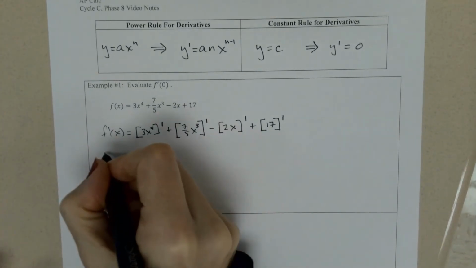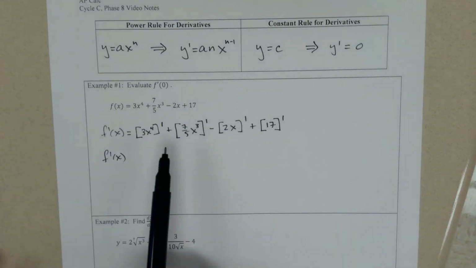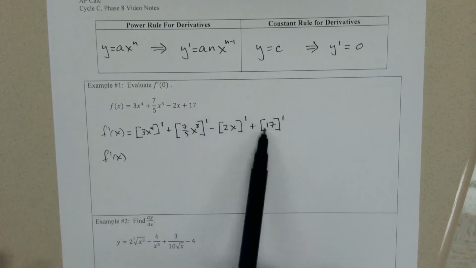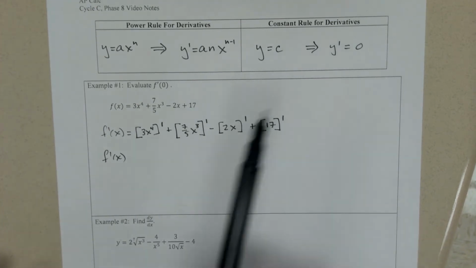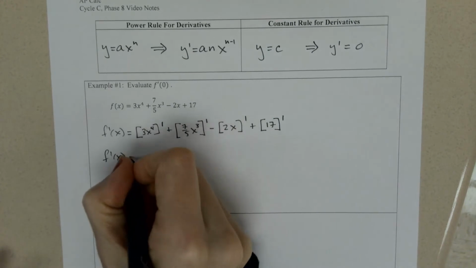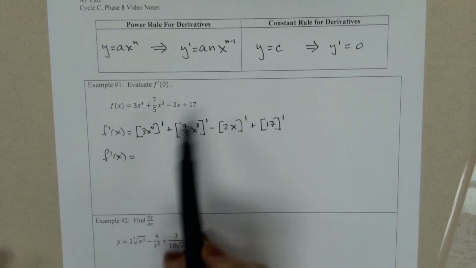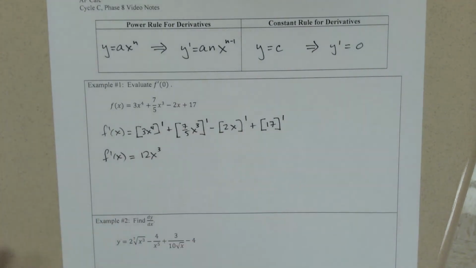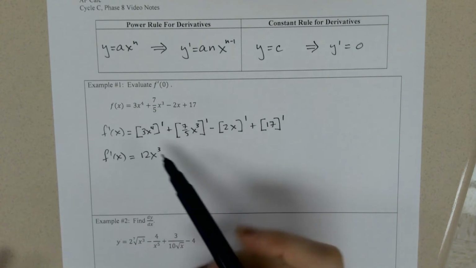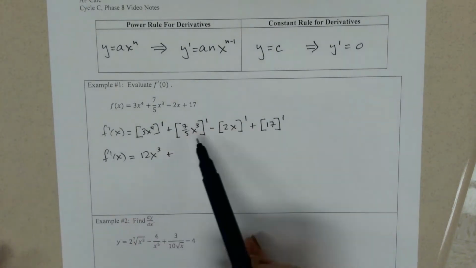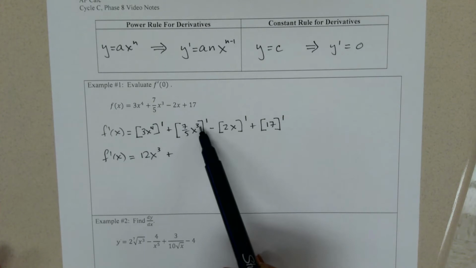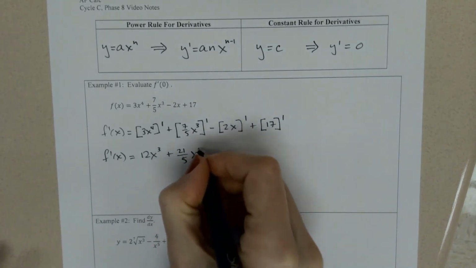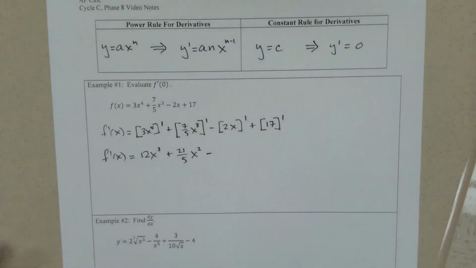Now I can bring down f prime of x. All of these guys are of the form ax to the n. This last one is a constant, so we could use that thing. But these are all of the form ax to the n. So I multiply the 3 by the 4, so that's 12x to the 3rd, the derivative of this first term. Plus the derivative of this second term, I have to multiply 7/5 by 3, which is going to be 21/5 x to the 2nd. I bring down the minus sign.